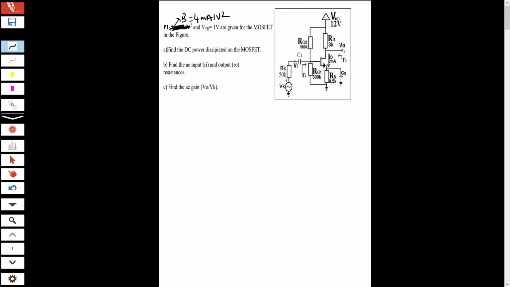Okay. For finding the DC power dissipated on the MOSFET, we should make DC analysis first, because power dissipated on the MOSFET equals VDS times ID, the current passing through it. So in DC case, remember, capacitors are open circuited, no current passing through this side and no current passing through this side. So in DC case, let's find V gate voltage.